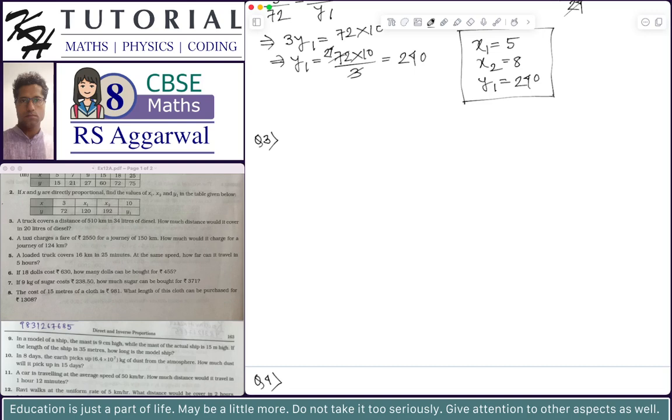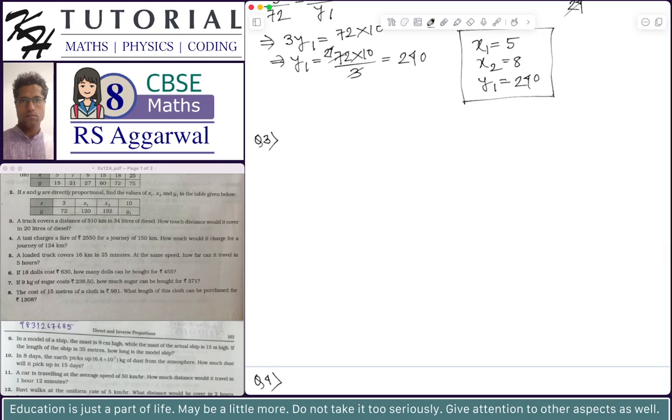Then the next important task is to identify the way the two quantities are varying with each other. Are they in direct variation or inverse variation? That is super important. Once you have done this, you should be able to apply the concept of direct variation and inverse variation to solve the problem. You can also create tables. Creating tables is a nice way of solving the problems. So let's identify the quantities.